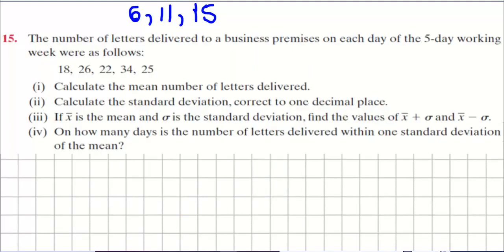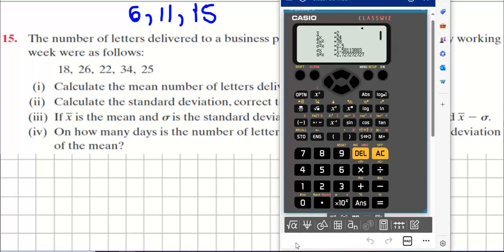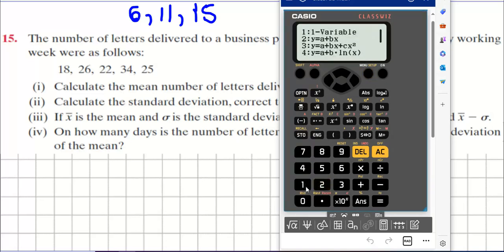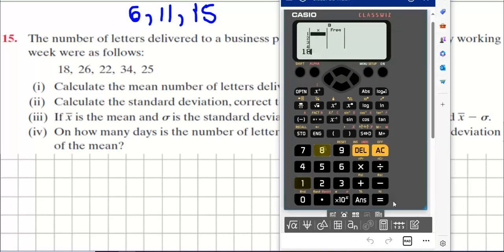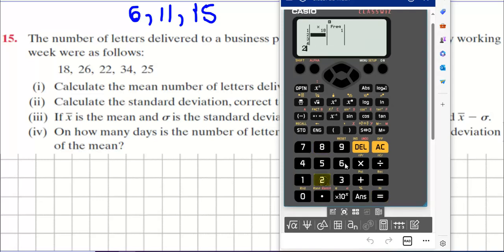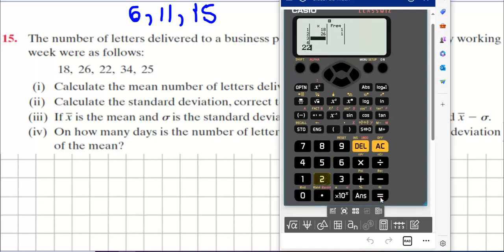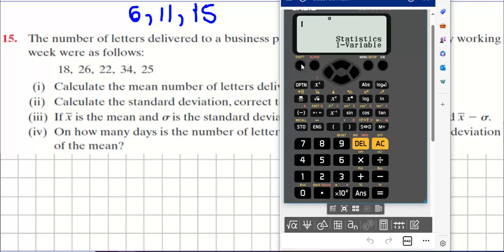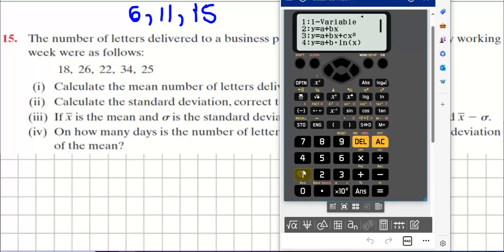Question 1. Calculate the mean number of letters delivered. Okay, so you go to your calculator, and you go menu, statistics, one variable, and I enter in all of them. So it's 18, 26, 22, 34, and 25.